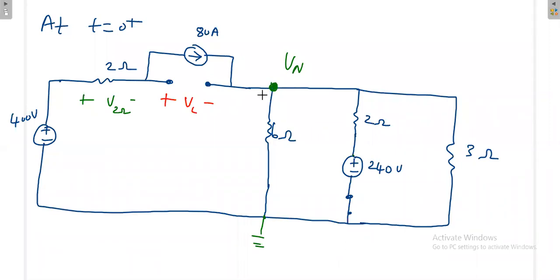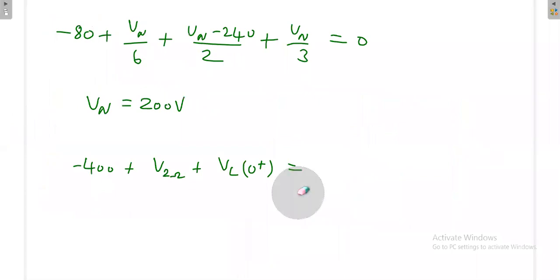Is it plus or minus, sir? When I write the KVL like this, first minus, plus, plus. When it comes to Vn, is it plus Vn or minus Vn? Plus Vn. So plus Vn is equal to 0 minus 400.